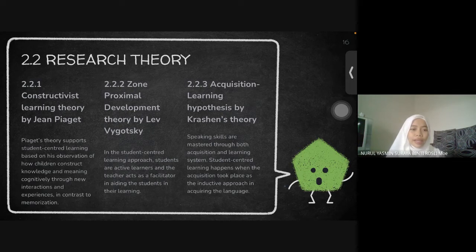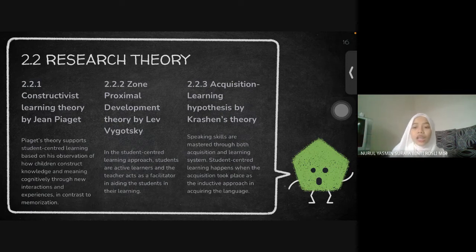Okay. And next is the zone of proximal development theory by Lev Vygotsky. The concept talks about the social nature of learning, where it reveals the distance between what learners can achieve on their own, their actual development, and what they can achieve with the help of others, known as MKO, which is the more knowledgeable others. And in the student-centered learning approach, students are active learners and the teacher acts as a facilitator in aiding the students in their learning.